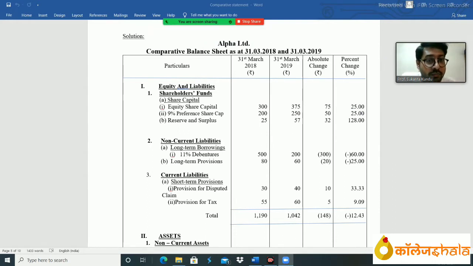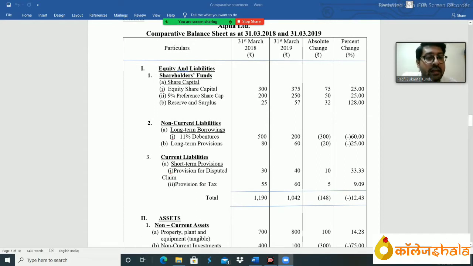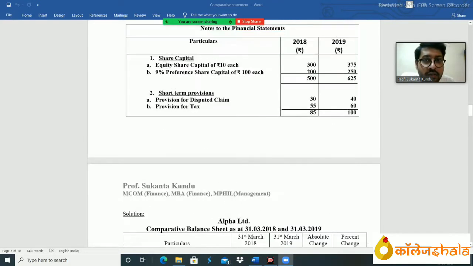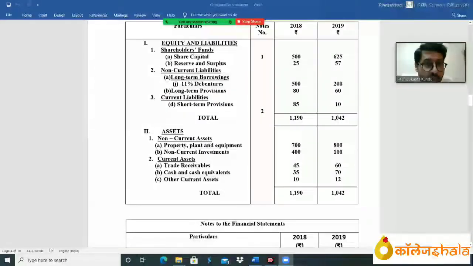Okay, so in the entire solution, you have to repeat the process. You have to calculate the absolute change for each item. You have to calculate the percentage change for each item. And now the total is given in the question: 1190 in case of 2018 and 1042 in 2019.